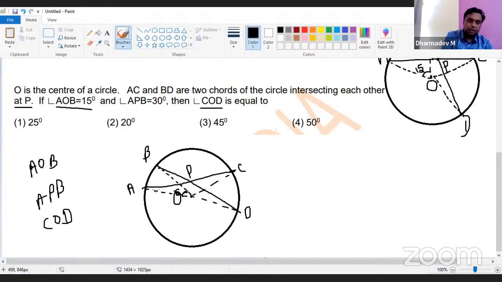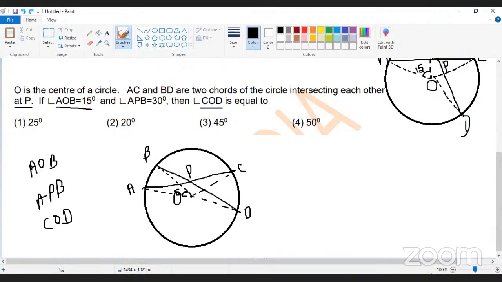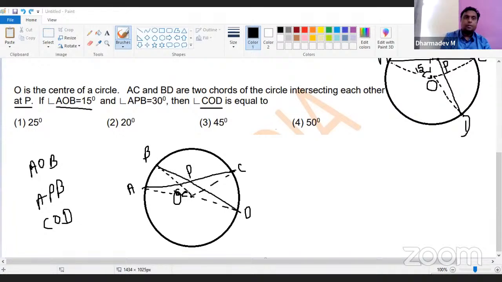If this is 15, what would be on the other two sides? Let's have a line crossing like this. If this is 15, what will be on the other two sides? What is the missing one? 180 minus 15, how much do you get? So what is the missing side? If this is 15, how much is missing?